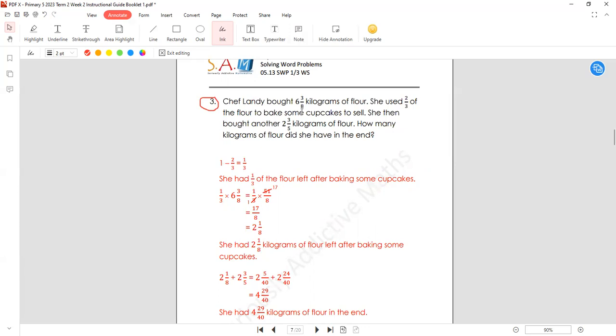So 6 whole 3 out of 8 kilograms of flour, and then she used 2/3. So this is 2/3 of 6 whole 3 out of 8. So it's 2/3 times 6 3 out of 8. Okay, so then whatever you find, make sure they write the steps down. And whatever the answer is, then she bought another 2 3 out of 5 kilograms.